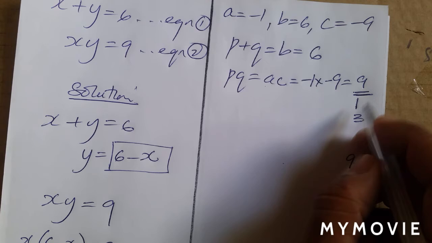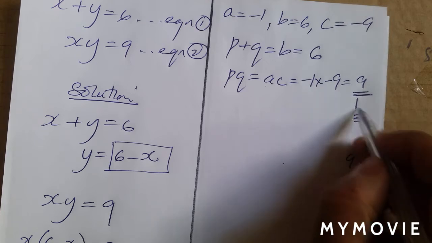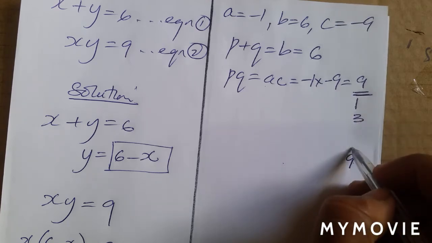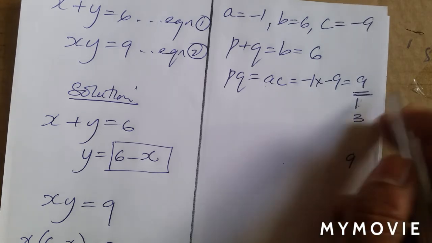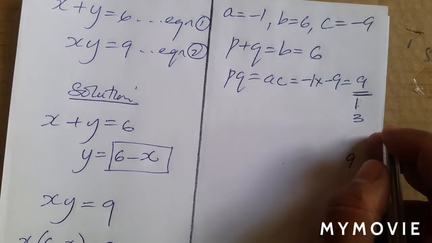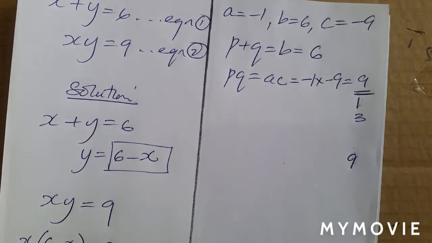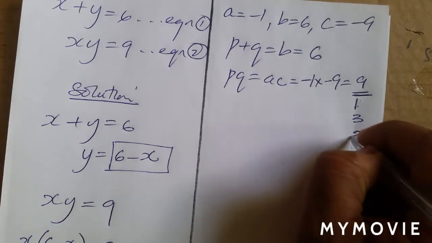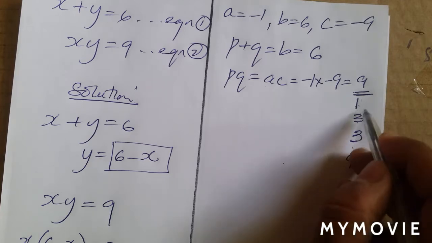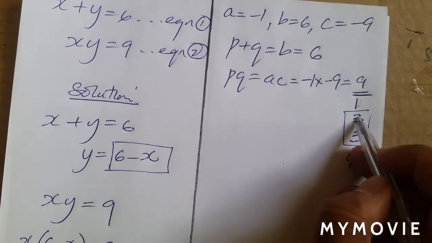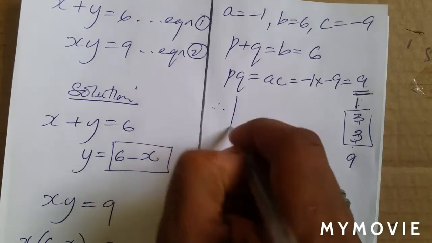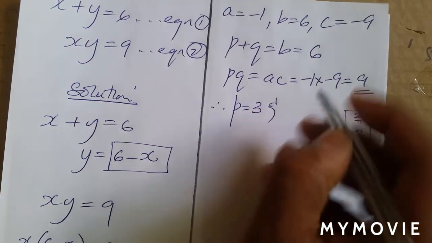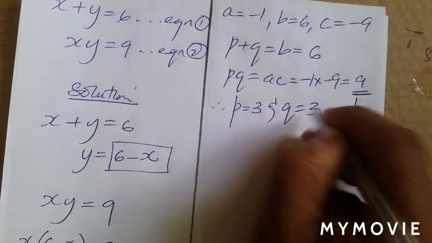We're trying to figure out which of these numbers, when added, give you 6, and when you multiply them, you get 9. So it would be 3 and 3. I'm looking at these two numbers because 3 plus 3 gives you 6, and 3 times 3 gives you 9. So therefore, p equals 3, and q equals 3 as well.